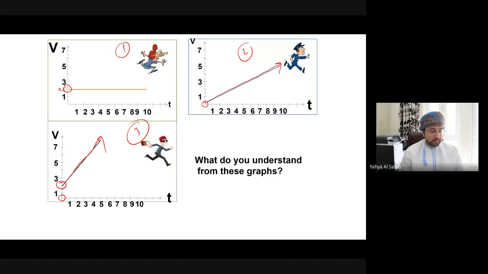Now, many of you said something which is absolutely true. If this keeps going, this thief is getting away because his acceleration, which is the tangent here, is way more than this.